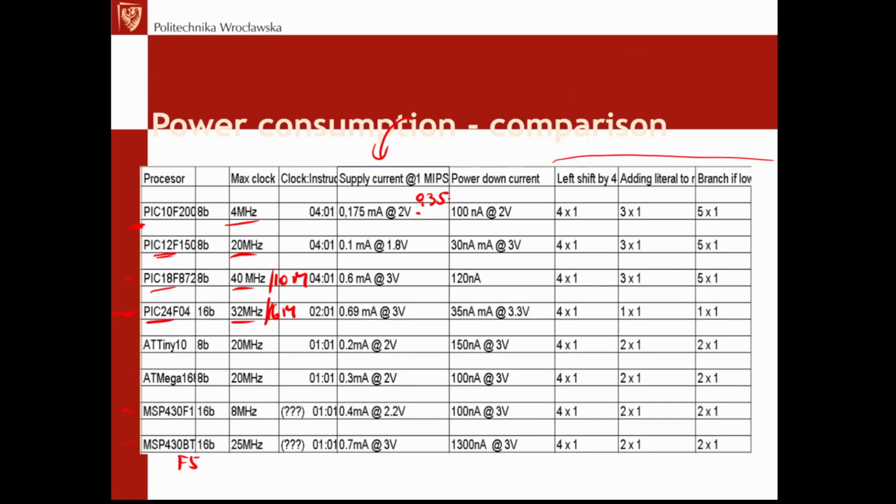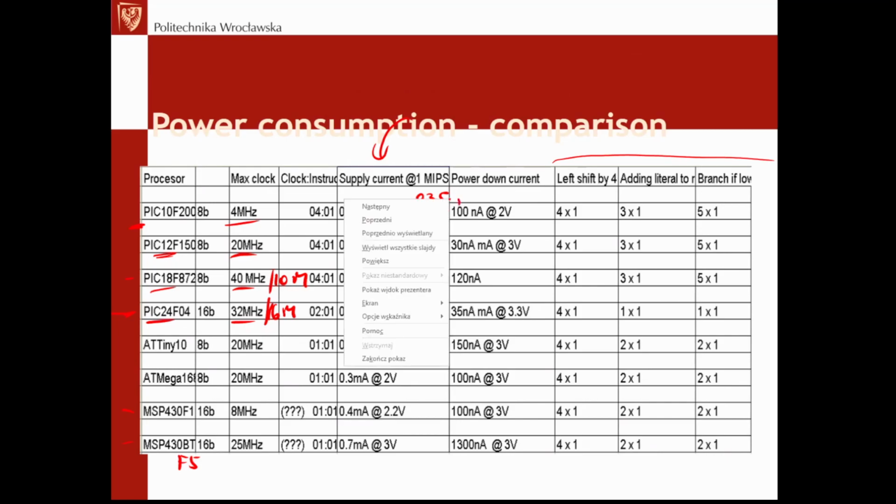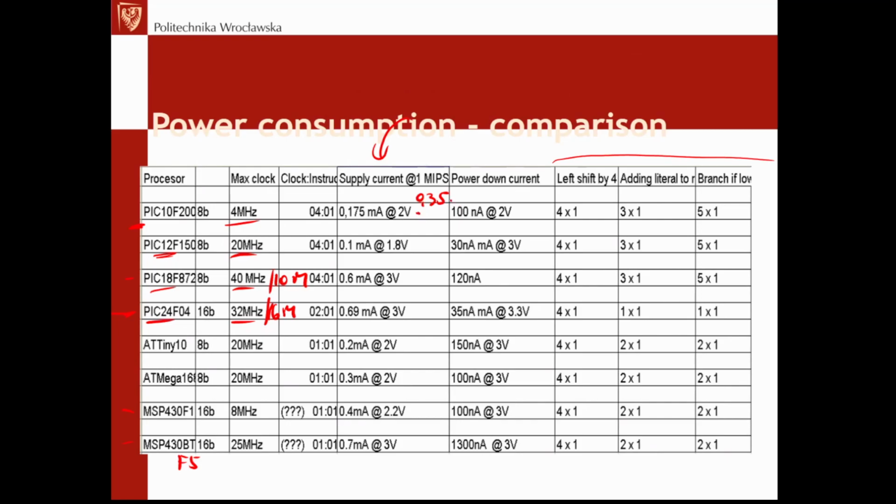This is the power that we need to deliver to have 1 million operations per second on this core, on this instruction set architecture. And much better we get at PIC12. What a surprise! PIC12 delivers us, take a look, 0.18. So the same, we get the same processing capabilities, but at half the current, at half the power of the PIC10.